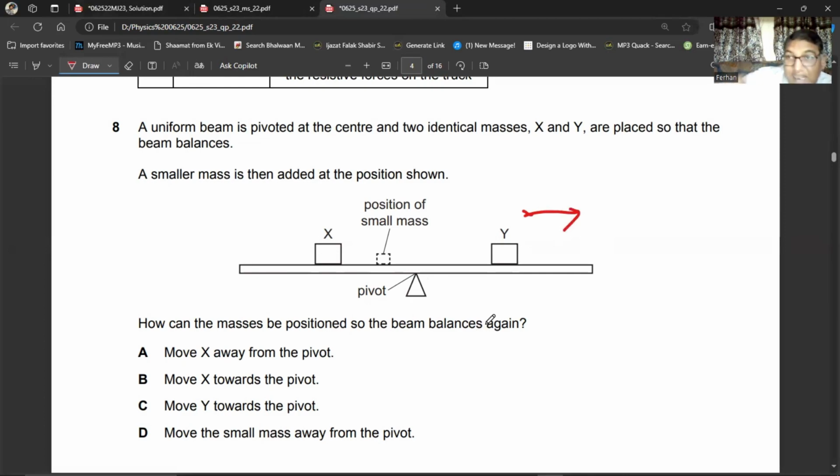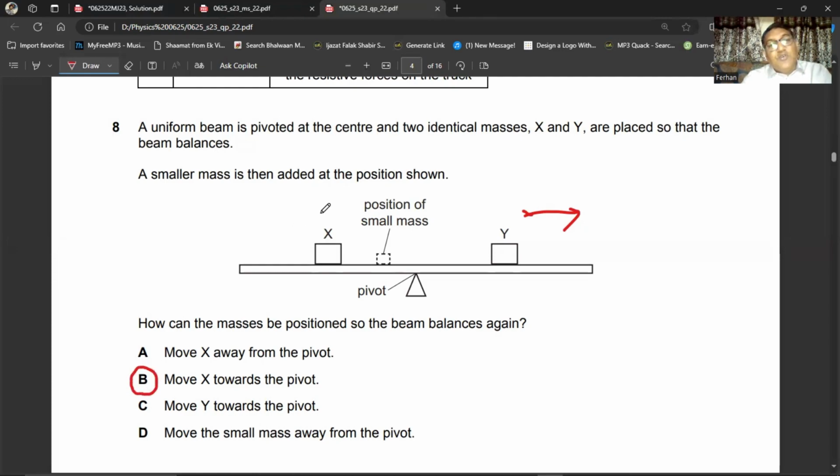So what happens if you move Y a little towards the right? The moment arm of this will increase and the clockwise moment will increase. Move X away from the pivot, no, that will increase the anti-clockwise moment, which will not balance it. Move X towards the pivot, that can help a little bit, yes. Move Y towards the pivot, that cannot be, that will decrease the clockwise moment. Move the small mass away from the pivot, no, that will increase the anti-clockwise moment. So the best answer they have given is move X towards the pivot.